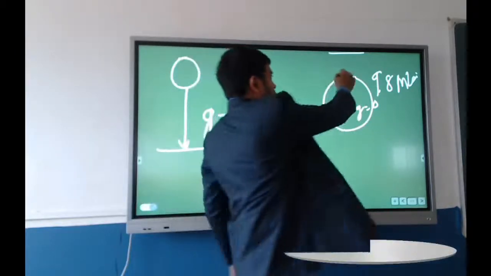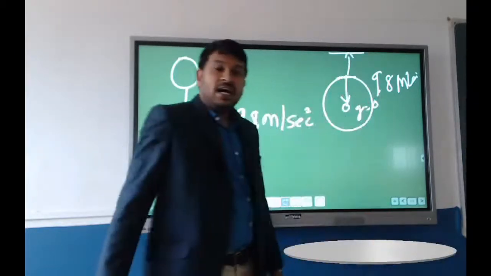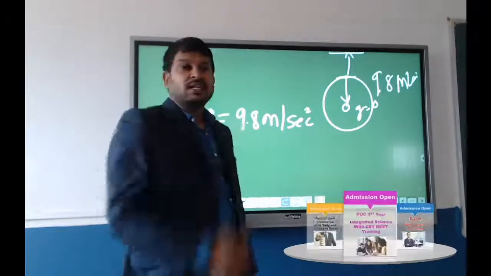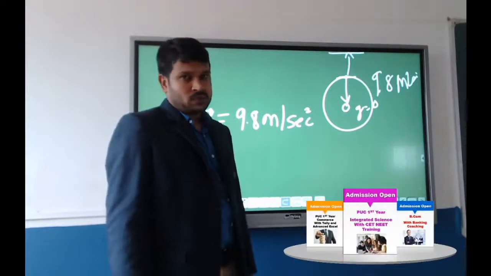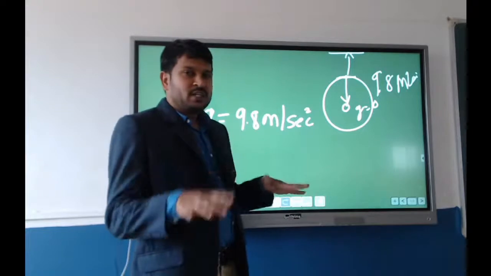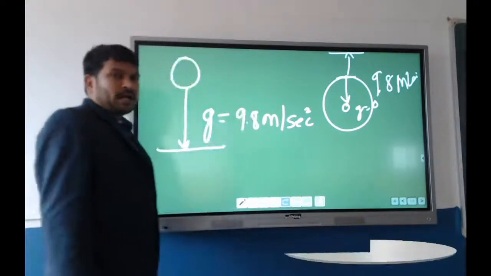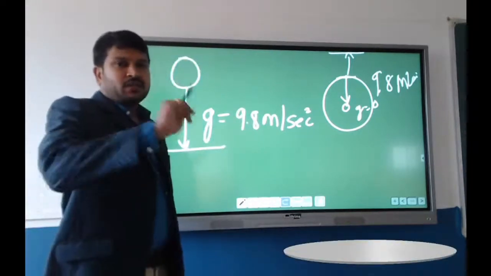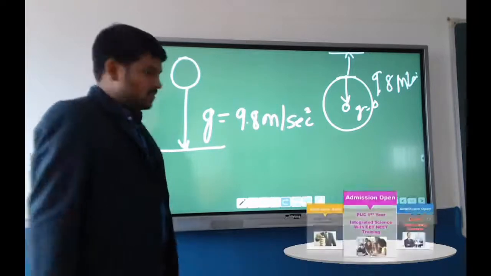When we move above the surface, again what happens? Again the acceleration due to gravity decreases. But where is it maximum? It is maximum exactly on the surface of the Earth. There the acceleration due to gravity is maximum.